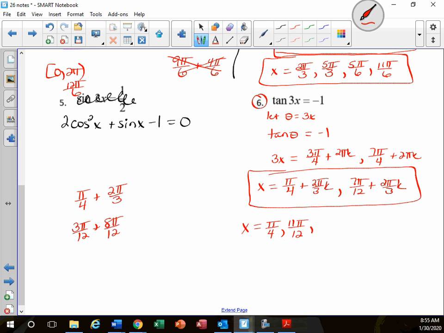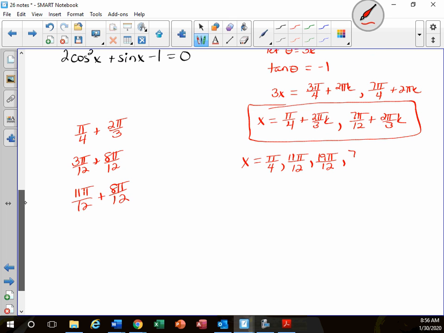What am I adding to that, guys? Don't go back to the original. You've already found the common denominator, so just add the 8 pi over 12 again. So what do I get when I add 19 pi over 12? Should I add again or move on to the other answer? Move on, okay? So I'm going to have 7 pi over 12. Make sure you guys can see this.